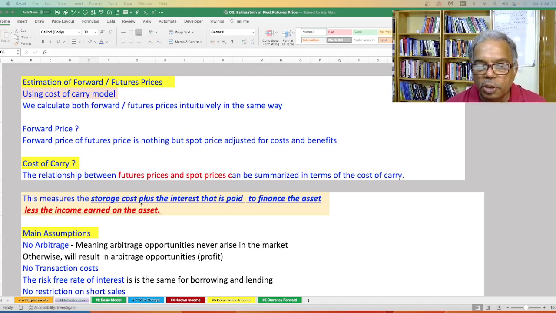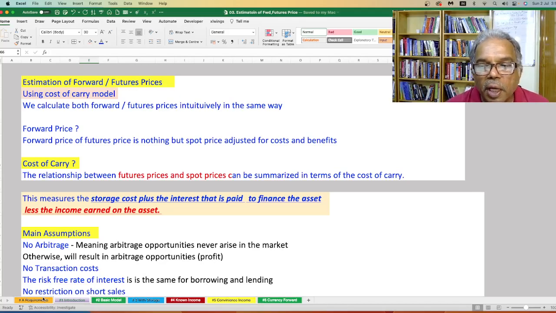In today's discussion, we will discuss the estimation of forward and futures price using the cost of carry model. We will calculate both the forward and futures price in the same model. So what exactly is a forward price? A forward price or futures price is nothing but the spot price adjusted for cost and benefit.